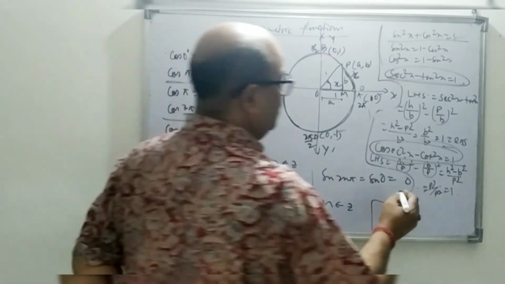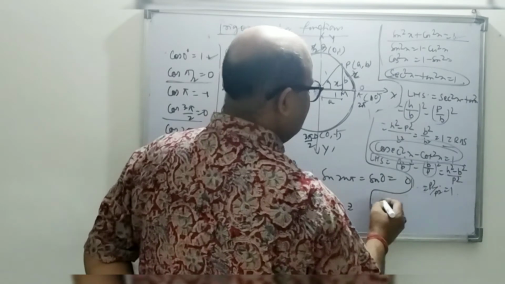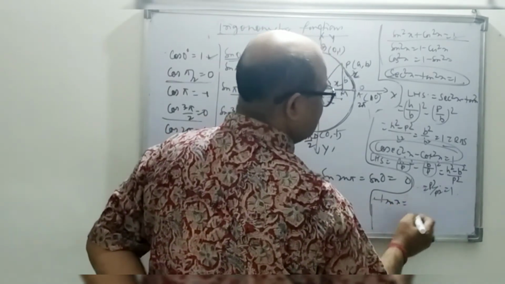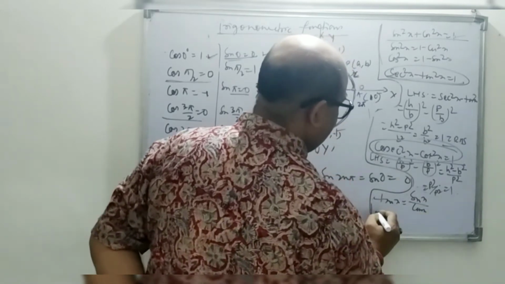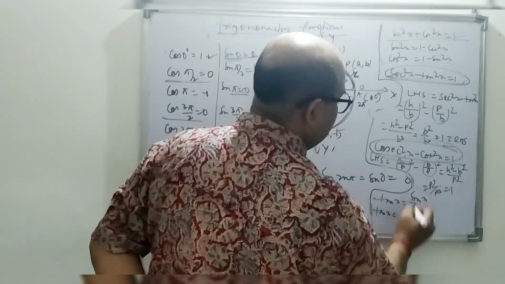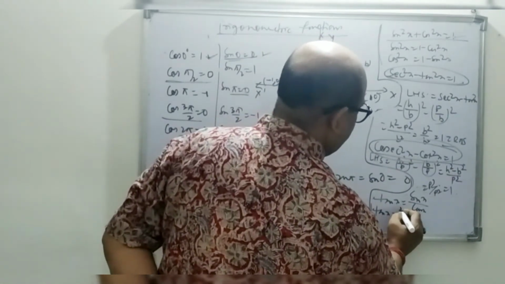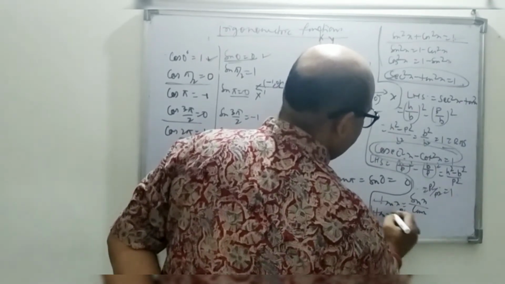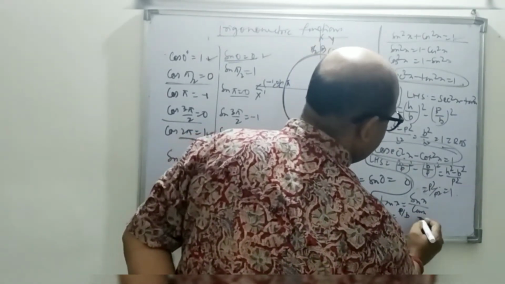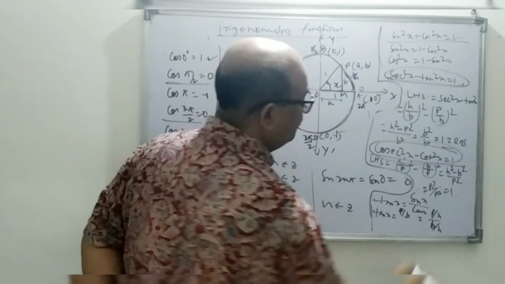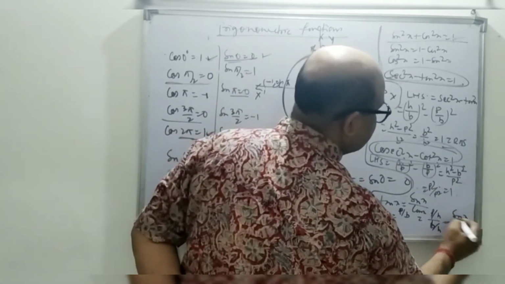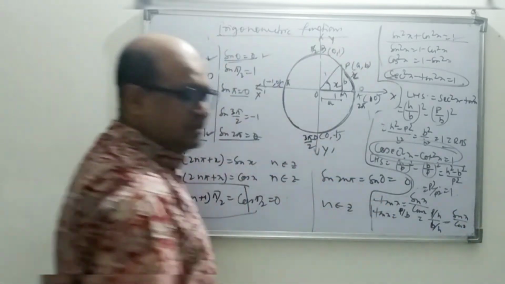What else we got? We have done tan x. Tan x equal to sin x by cos x. Why tan x? See, tan x equal to p by b, and this can be written as p upon h divided by b upon h. If you divide by h, what we got? We got sin x by cos x, and we have proved it.